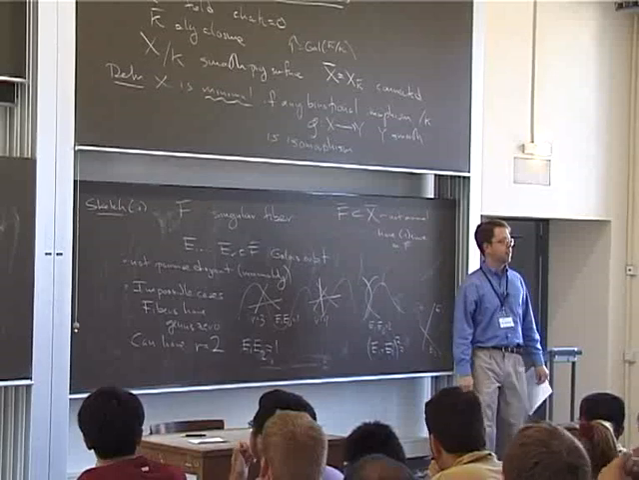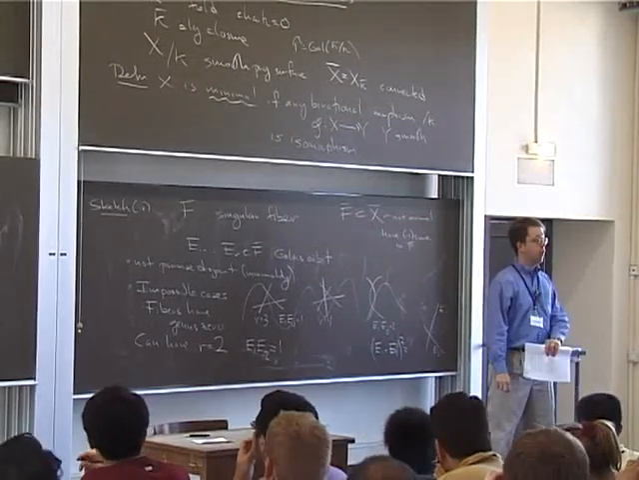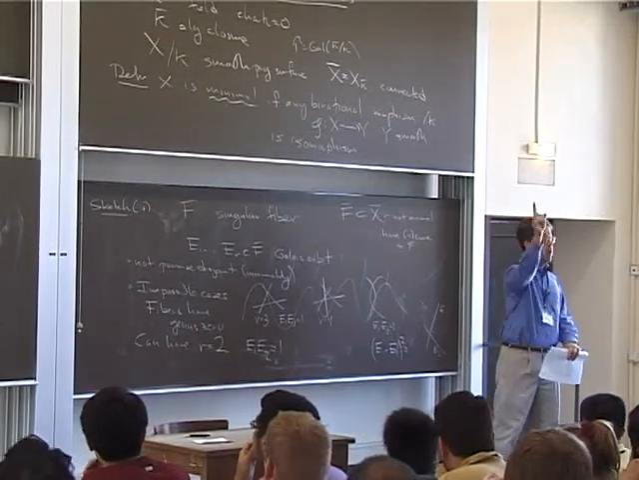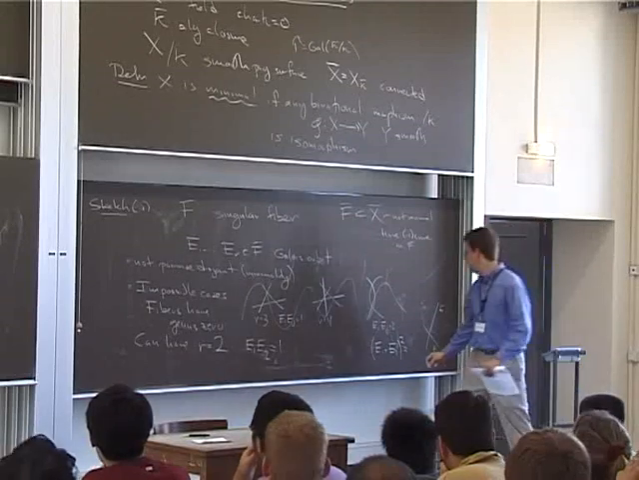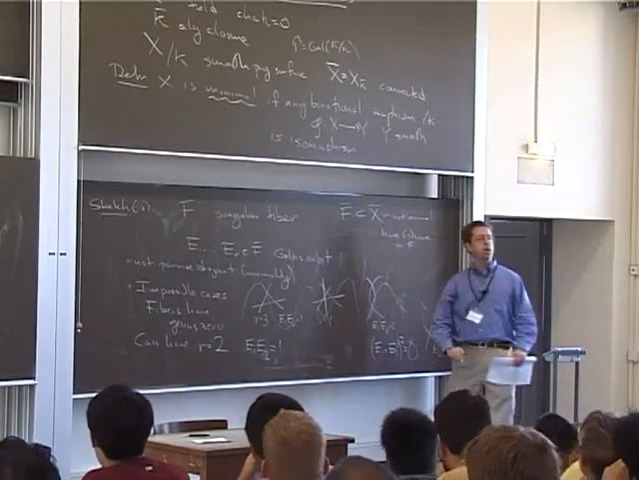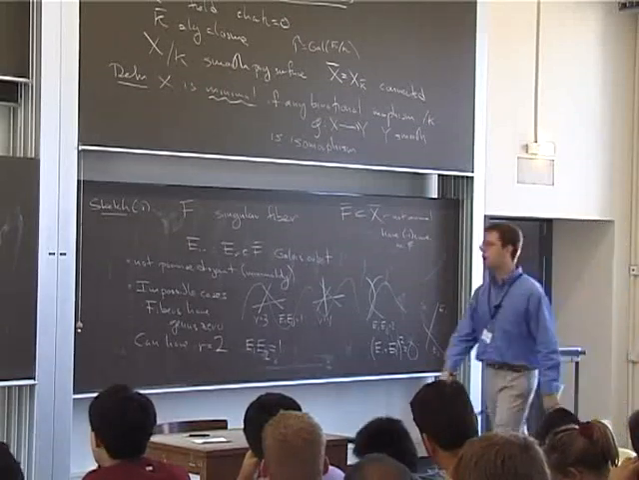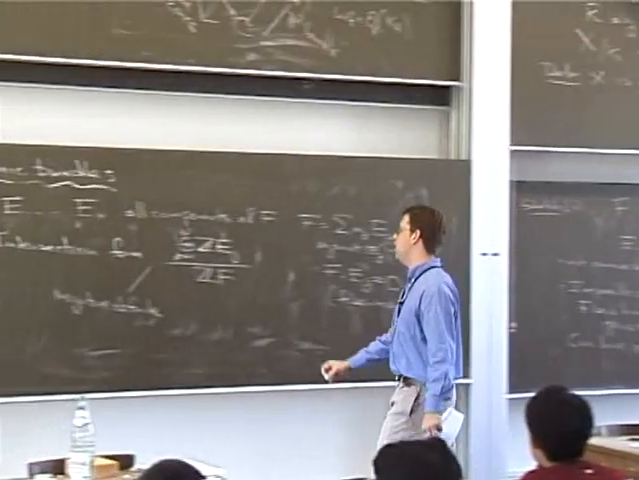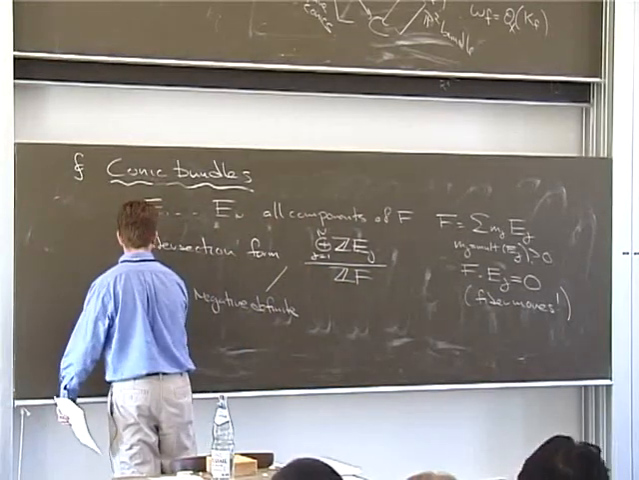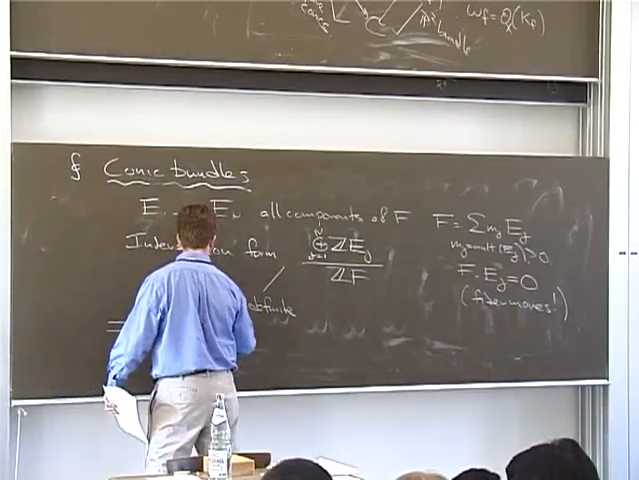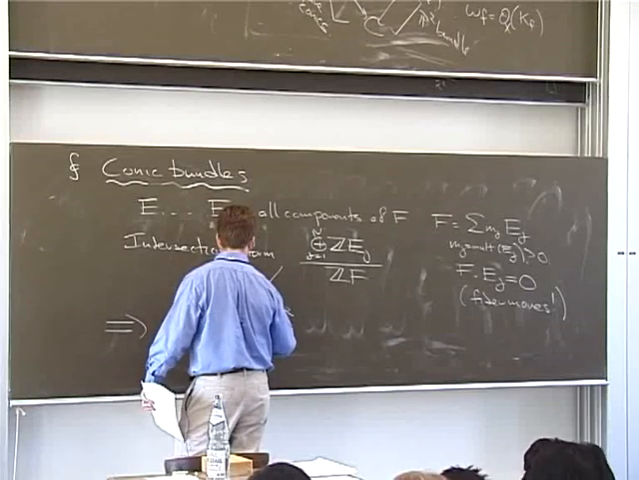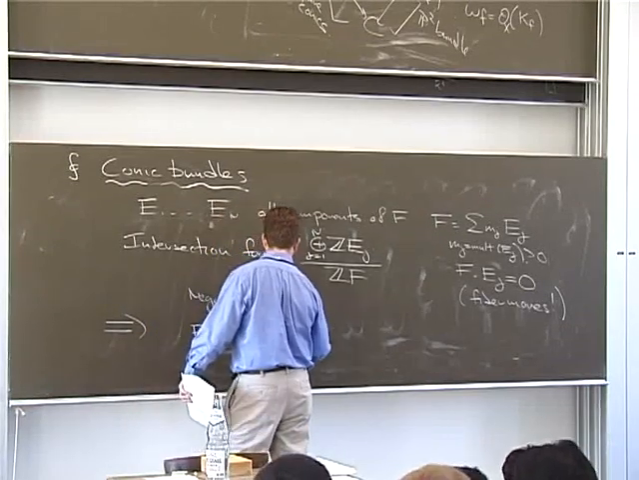What is this? 0, right? Minus 1, plus 1, plus 1. So we get 0 for this fiber. So it follows from this analysis that the fiber is just equal to E1 plus E2.